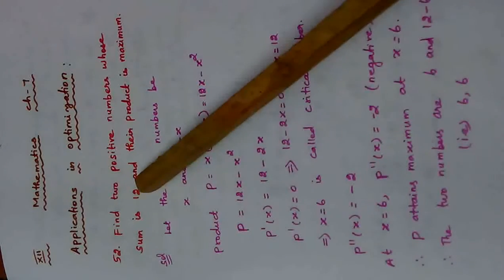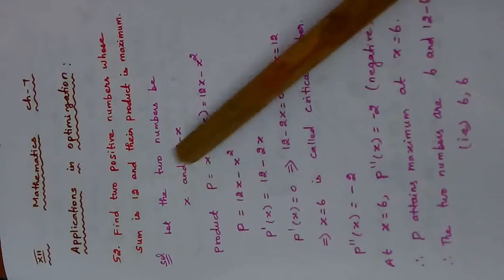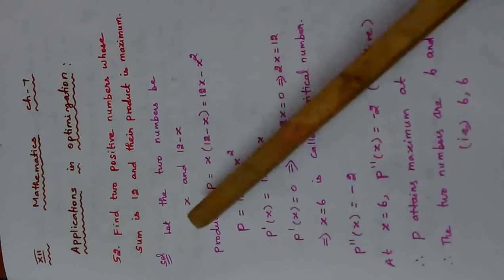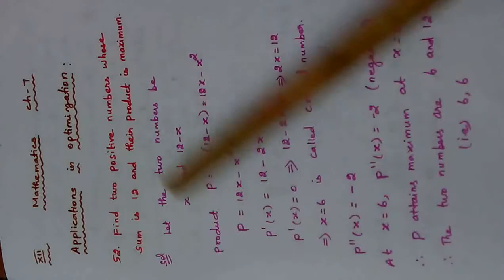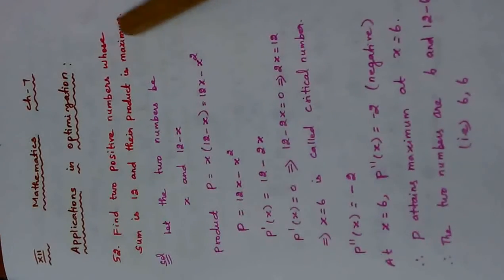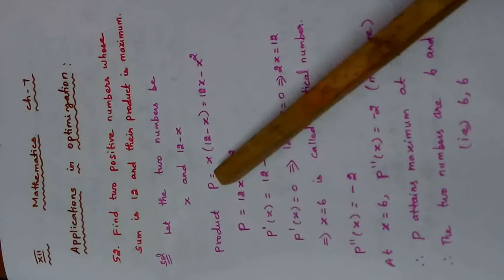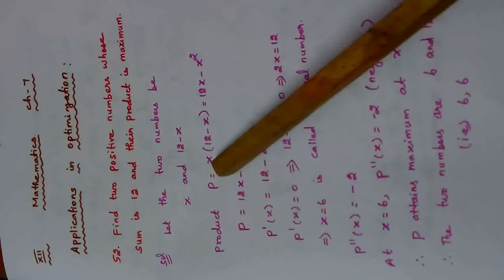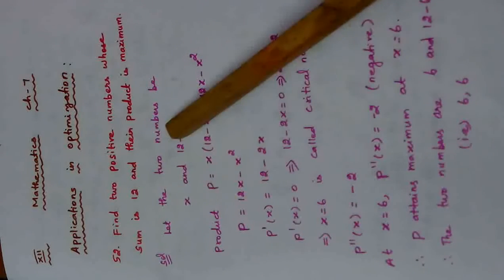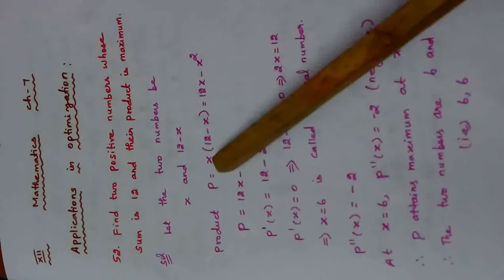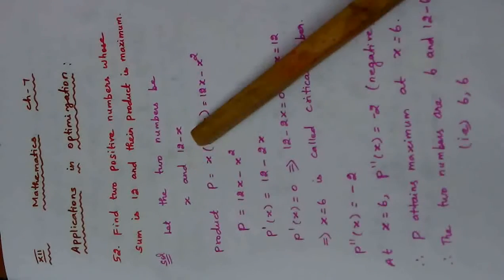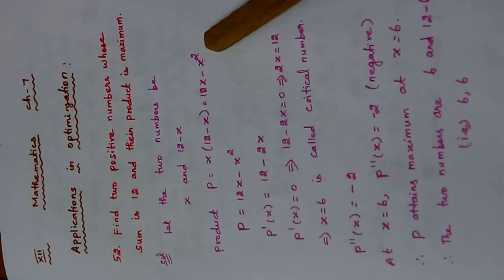Suppose the sum is 10, what will we do? x and 10 minus x, like that. So x and 12 minus x are the two numbers. We need the product to be maximum. So first we write the product, with the symbol P. Product P is equal to the multiplication of these two numbers, so x into 12 minus x. Bring this x inside, and you will get this.